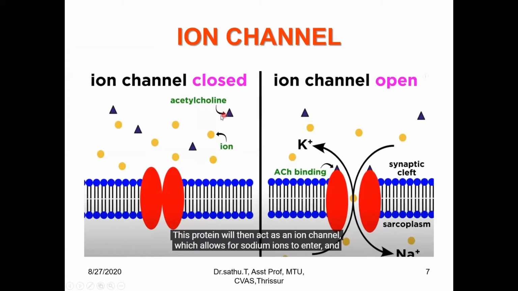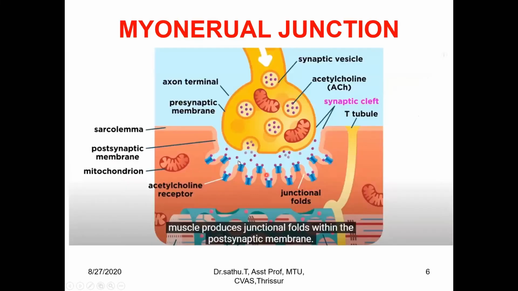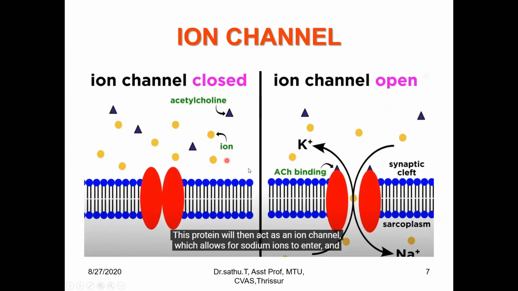This is in the relaxed stage. Acetylcholine at base level will always be there. When this acetylcholine comes and binds with the receptor, this is the receptor that is present in the postsynaptic membrane. You can see here, this receptor is present, represented here in the red color.